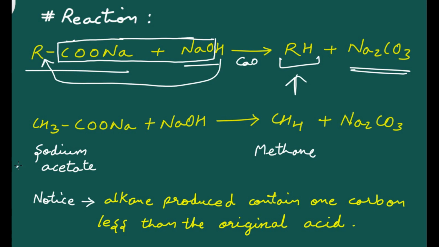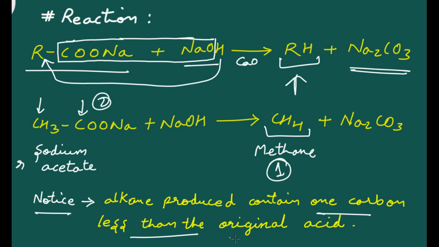Now, the example is sodium acetate plus sodium hydroxide will give you methane. The thing to note about this particular reaction is, in the reactant the number of carbons is 2, right? But in the product the number of carbons in the alkane is 1. So the number of carbons in the product will be 1 carbon less than the reactant. You can note it down: alkane produced contains 1 carbon less than the original acid. The original acid in this particular case contains 2 carbons, but the alkane here contains only 1 carbon. So remember this thing about this particular reaction.